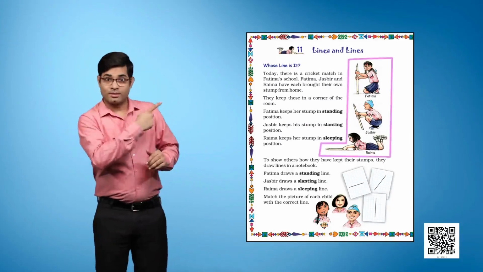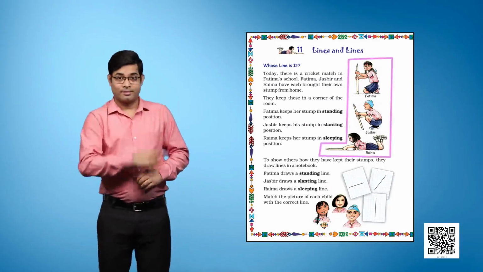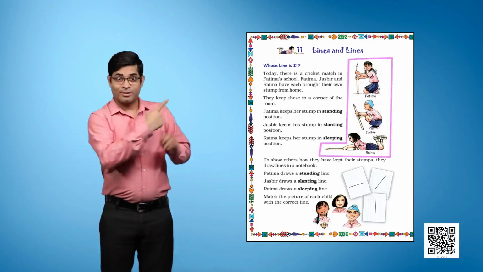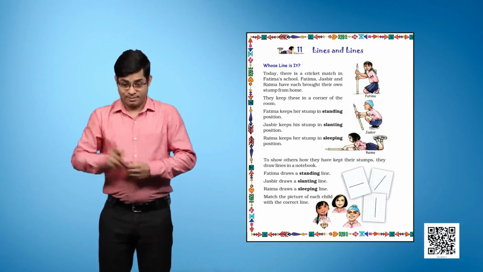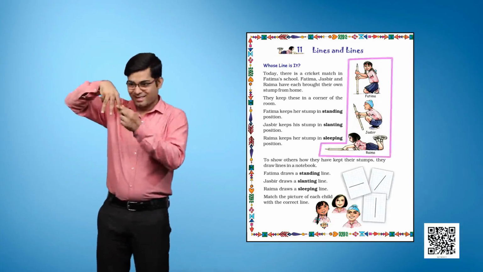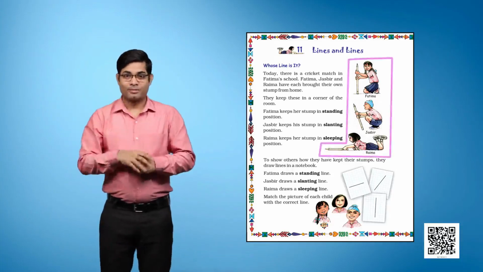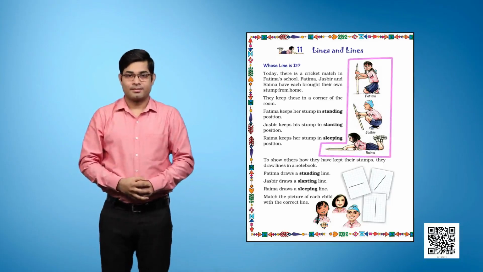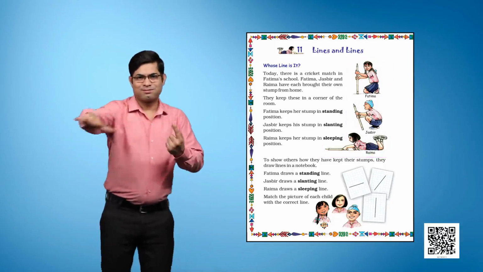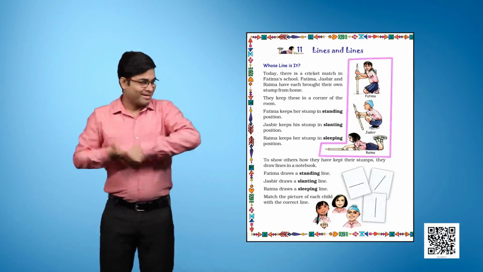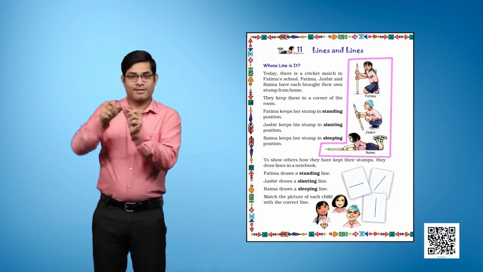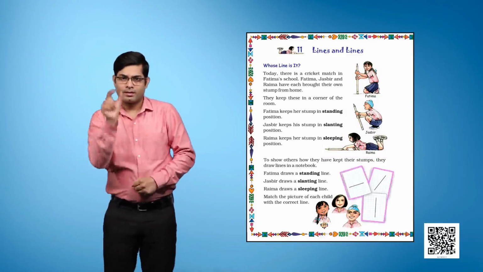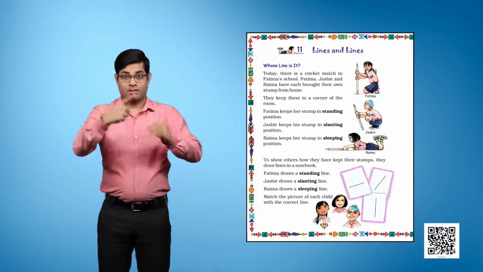This page has pictures of 3 children who are showing different types of lines using cricket stumps. In cricket, the stumps are the 3 wooden sticks that are placed upright in the ground to form the wicket. These lines are also shown in the notebook pages.